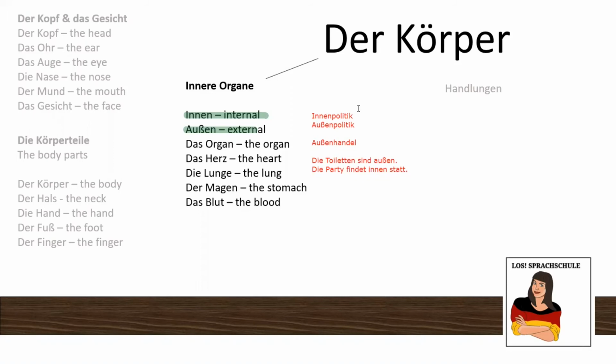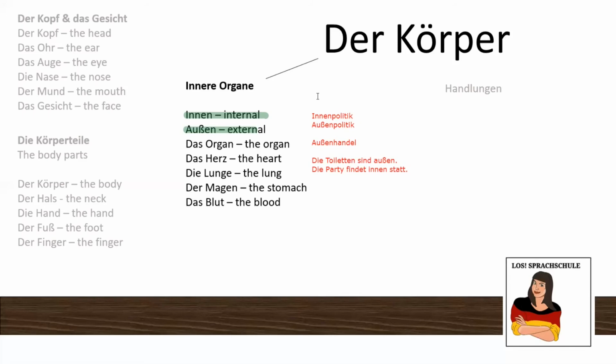So you can also say, die Toiletten sind außen. In this case, it means outside, not external. So the toilets are outside. Or another example, die Party findet innen statt. The party is happening inside. With this, I just want to show you the many options you have with these words. So it can mean internal, external, but also inside, outside, and also domestic, international.